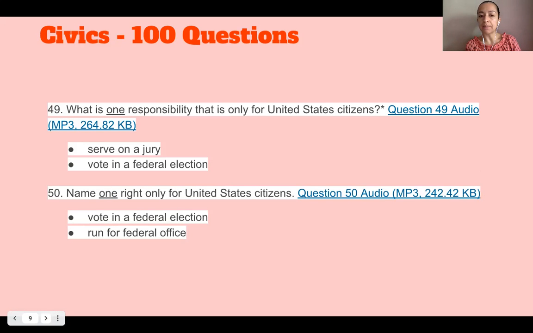What is one responsibility that is only for United States citizens? Serve on a jury, vote in a federal election. Only one. Name one right only for United States citizens. Vote in a federal election or run for office. As you can see, vote in a federal election is a responsibility and is also a right. You can use that answer for both questions, question 49 and question 50.